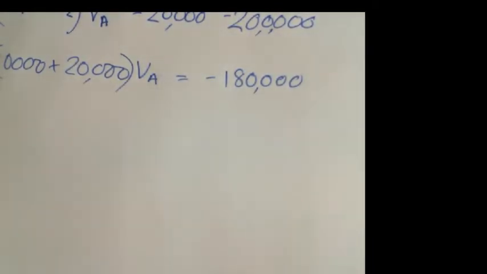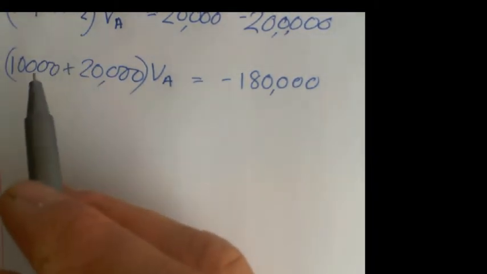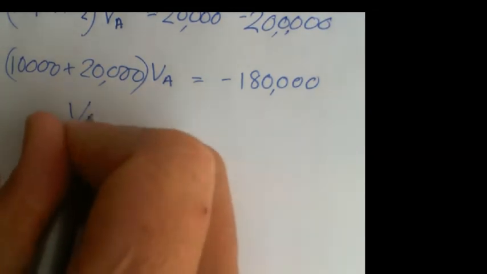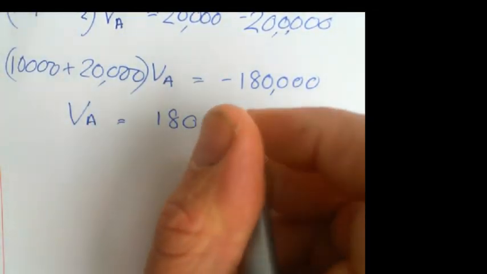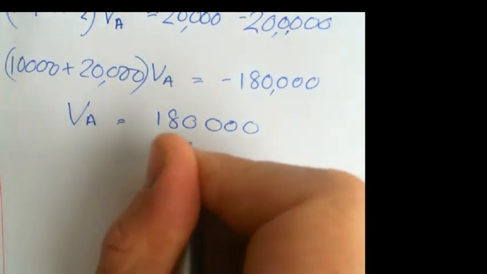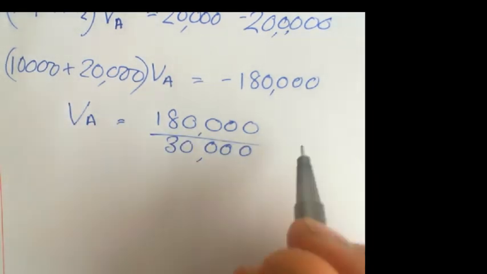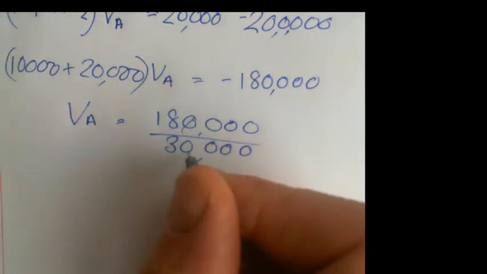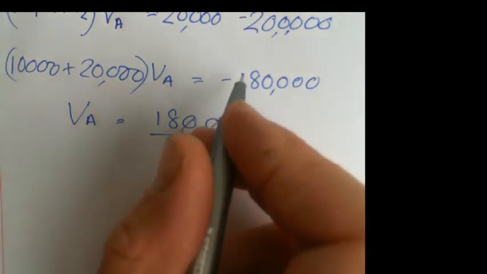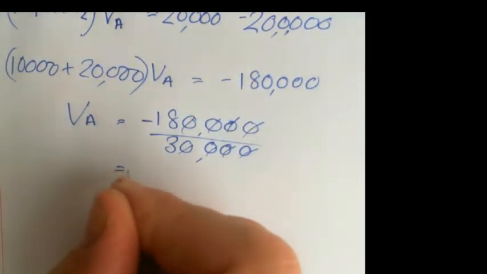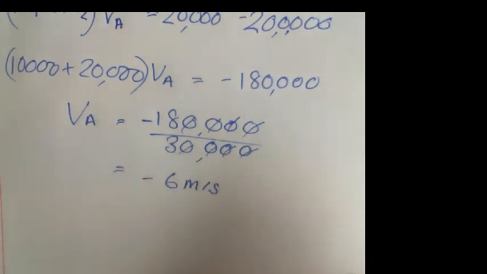And then I can rearrange that, so VA equals 180,000 all divided by 30,000, and that will give me, cancel out my zeros, 18 divided by 3, remember it's a minus, so that's going to be minus 6 meters per second.